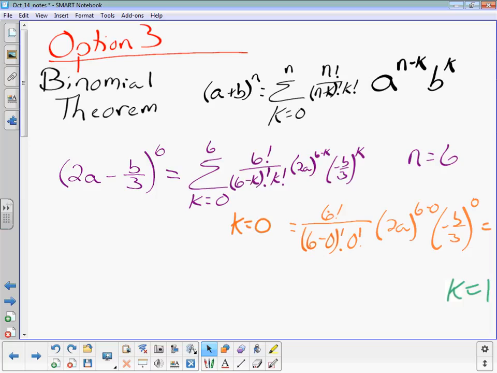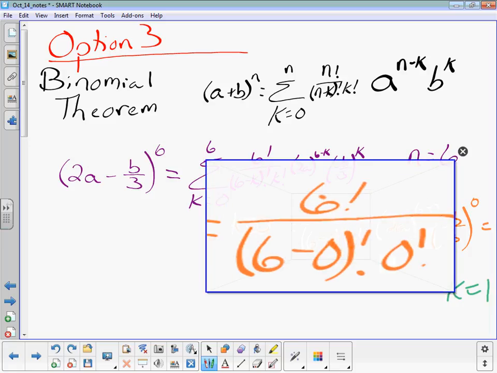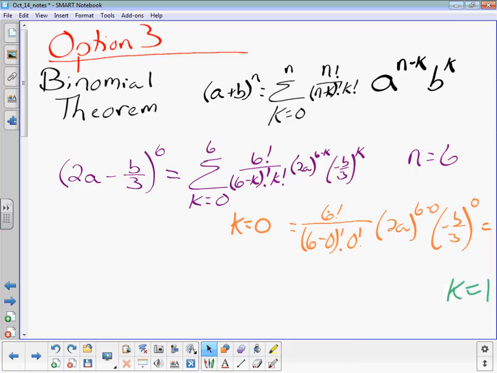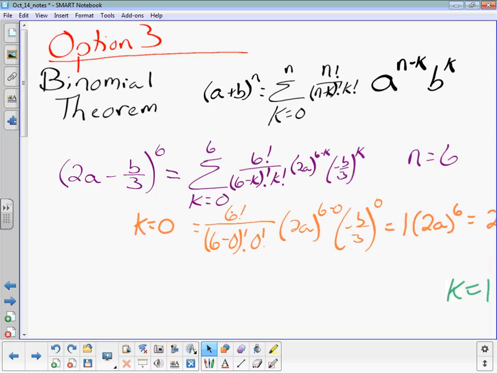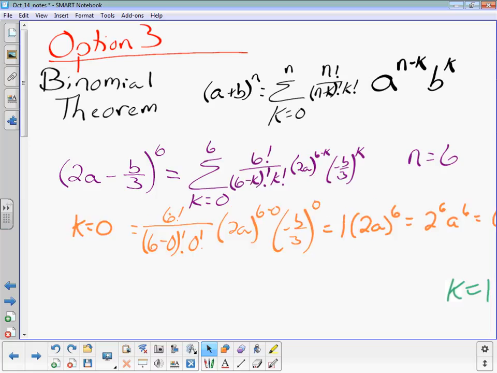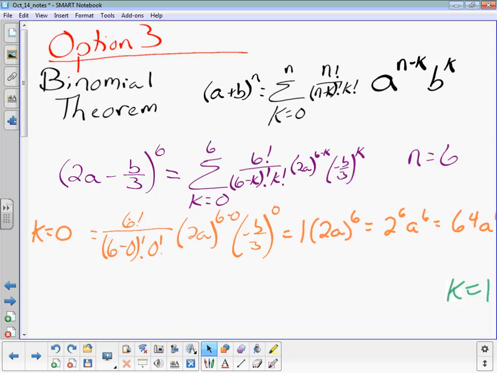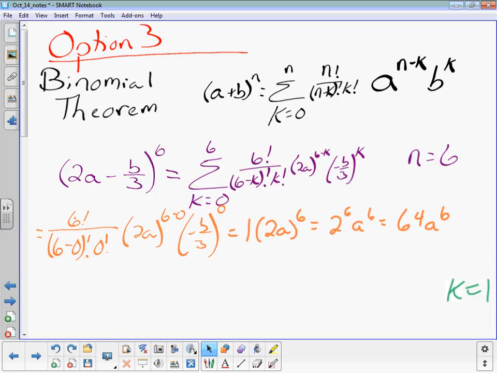Here's the neat thing about this. 0 factorial is 1. So that leaves me with 6 factorial over 6 factorial. If the numerator and denominator are the same, that's 1. So this whole fraction is just 1, and it's gone. And anything raised to the 0 power is 1, so the negative b over 3 to the 0 power is gone. That just leaves us with 1 times 2a to the 6th power, which means 2 to the 6th times a to the 6th, which is 64 a to the 6th. We got that when k was 0. So that's our first term.